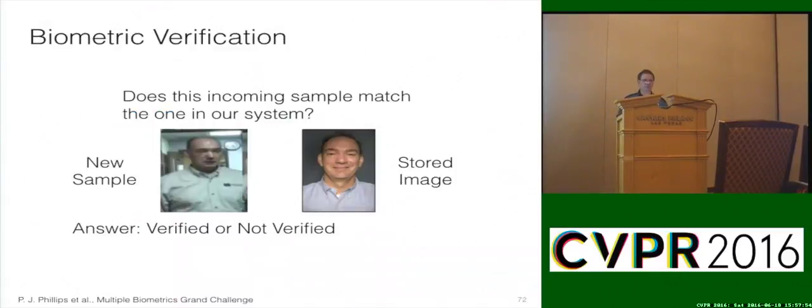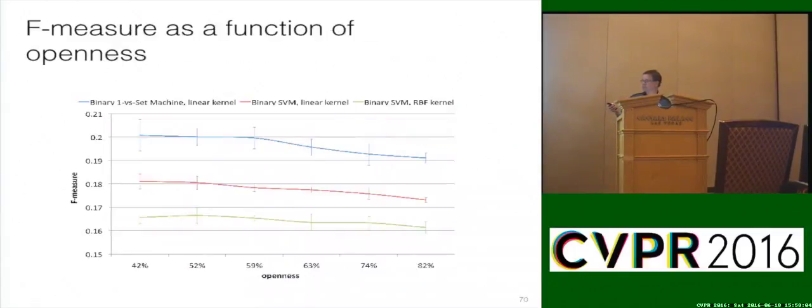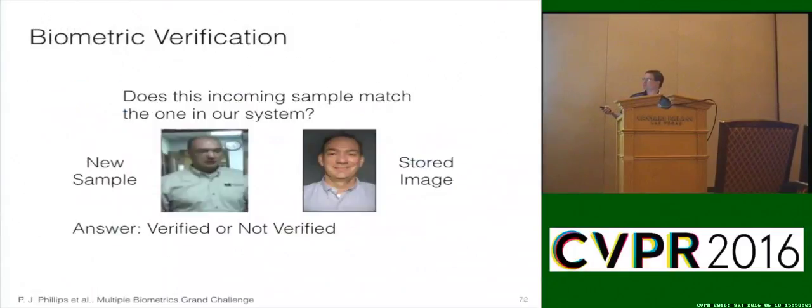So the next kind of problem we're going to look at is fingerprints. In terms of looking at biometric verification, we want to answer the question: is this new sample matching our sample? So we're looking at whether it is verified or not.